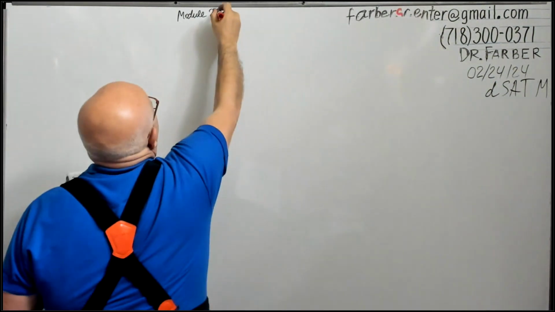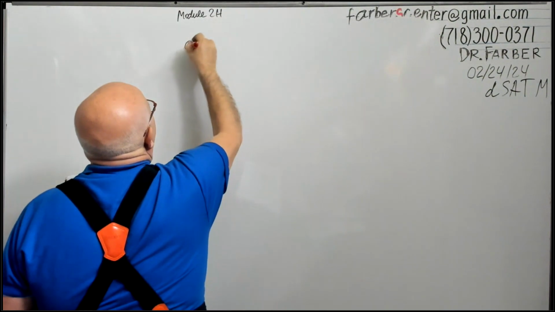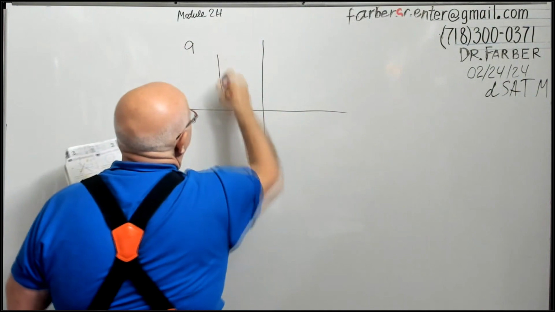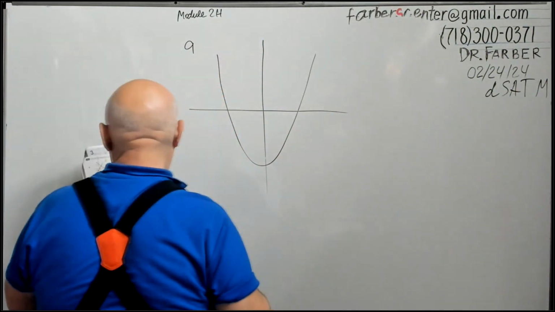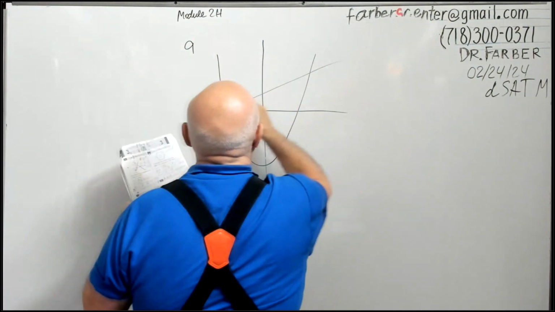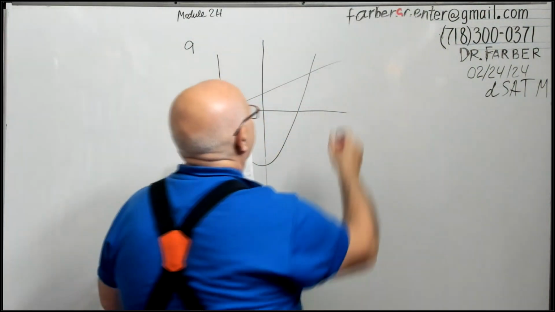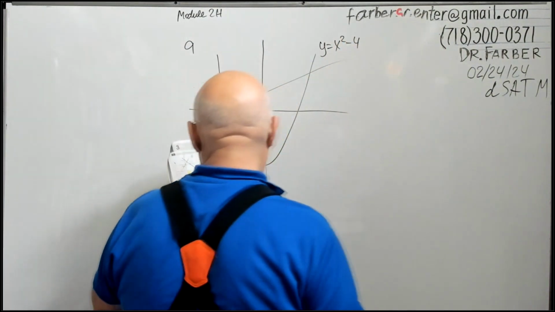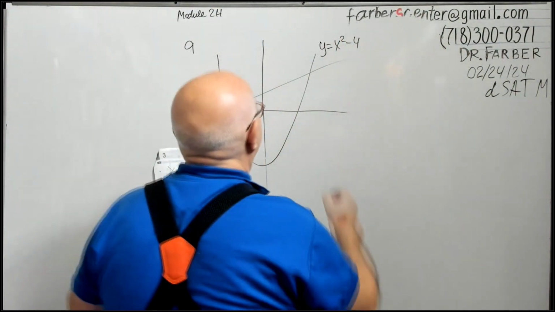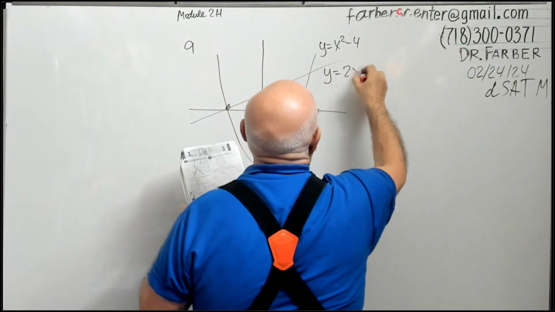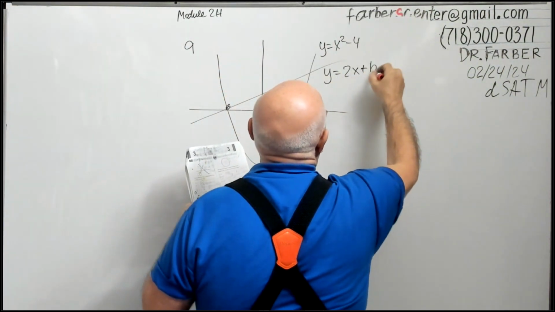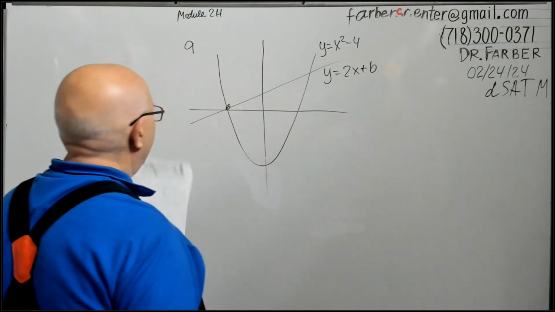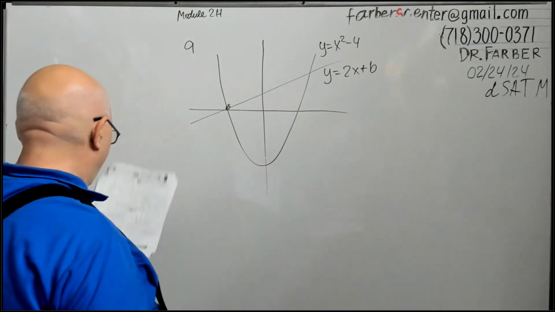In number 9, you have a parabola, kind of like this. And you have a line that goes through this point. And this is y equals x squared minus 4. And this is y equals x plus b. And what they ask you is, what is the value of b? Well, there are no extra points.